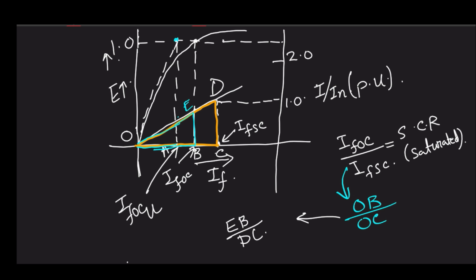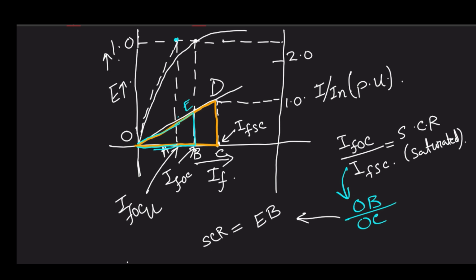However, interestingly, the value of DC is 1. As per the scale, the value of DC is 1. So we can write it is only EB. Correct. So SCR in saturated condition is EB. So what is EB? If you try to analyze it further, then EB is in terms of some voltage, right?